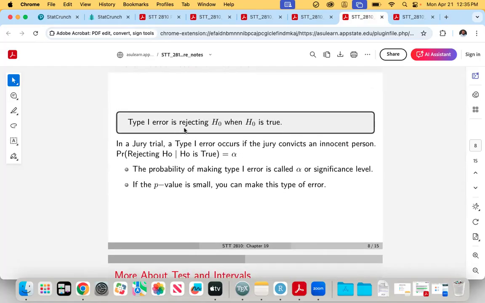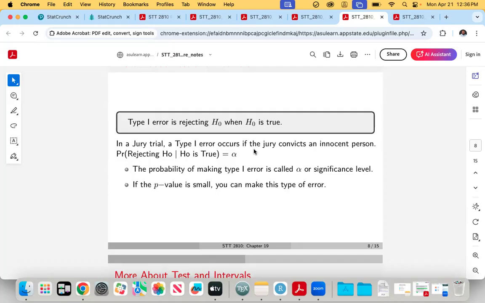A type 1 error is what? Rejecting the null hypothesis when in reality the null hypothesis is true. Is that okay? So you've made an error by rejecting it, but in reality, it is what? True. So you have made your conclusion saying that, oh, we reject the null hypothesis, the p-value is small and so on. But in reality, you've made a mistake. And the mistake is that what? The null hypothesis is true, but you said we should what? Reject the null hypothesis.